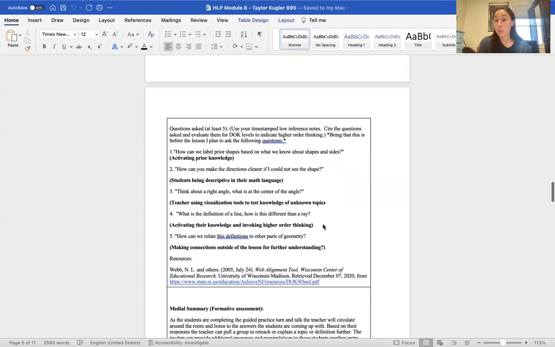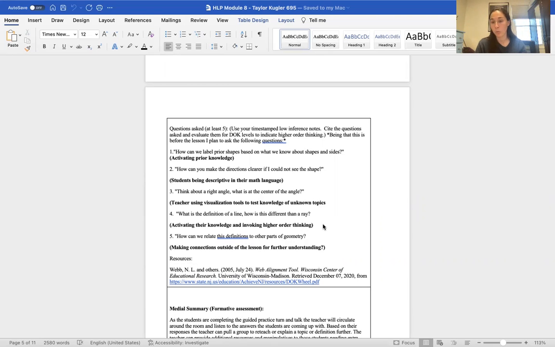In terms of the questions I'm going to use for higher order thinking as I move about the room, are things like, how can I label prior shapes based on what we know? So this is invoking that connecting knowledge from their previous grade. Think about a right angle. What's the center? So without me telling them a right angle, what is the center? Can they go back to the definitions and find the definition of line?